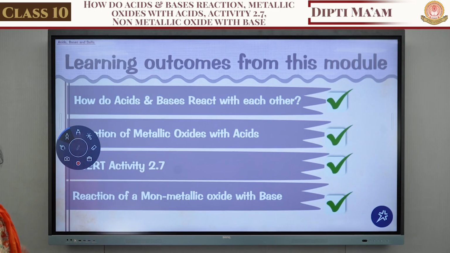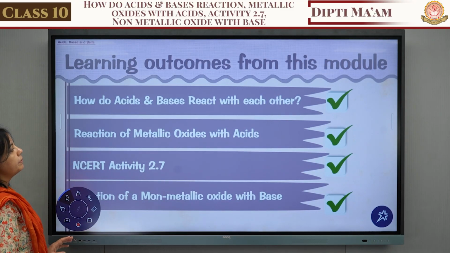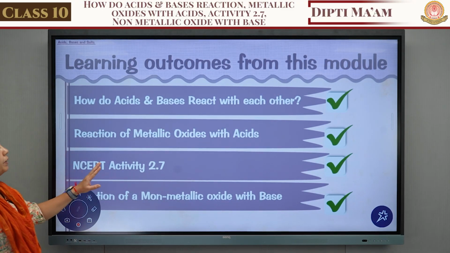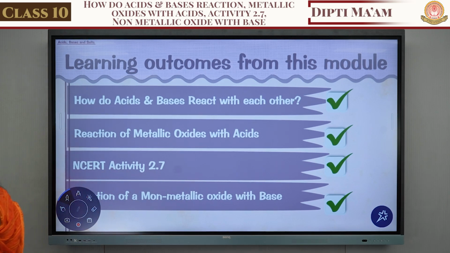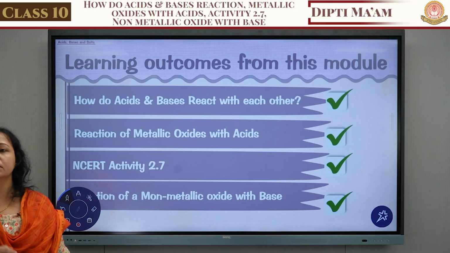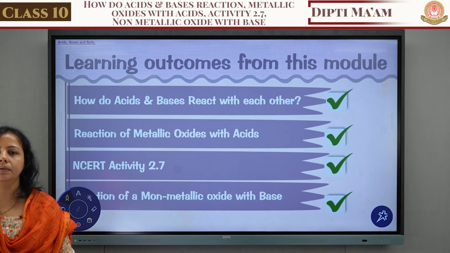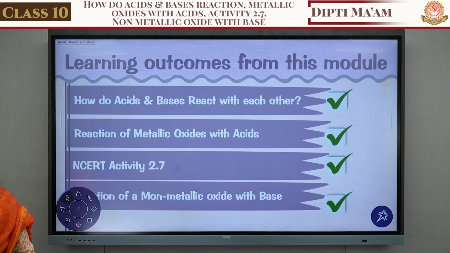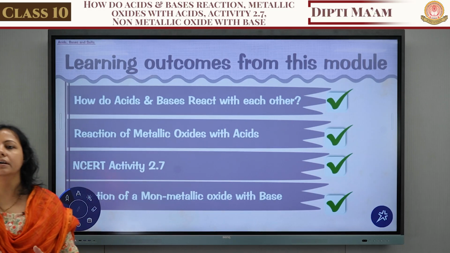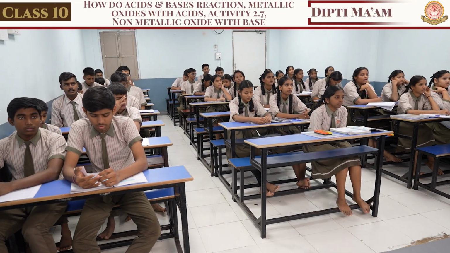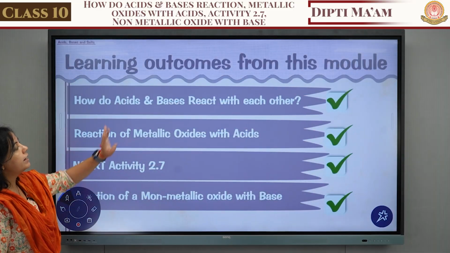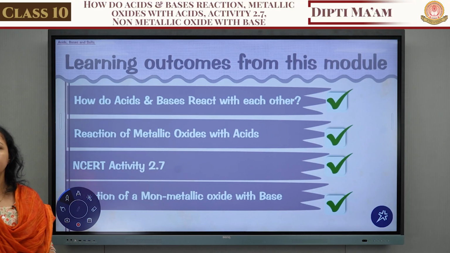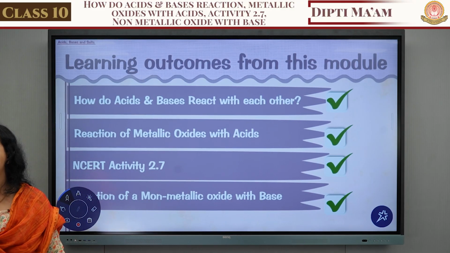So here we discussed how acid and base react with each other, reaction of metallic oxide with acid, one activity, and reaction of non-metallic oxide with base. Now let's revise. What is the meaning of neutralization reaction? When acid and base react with each other, they form salt and water. It is known as the neutralization reaction. And how do acid and base react with each other? They form salt and water.